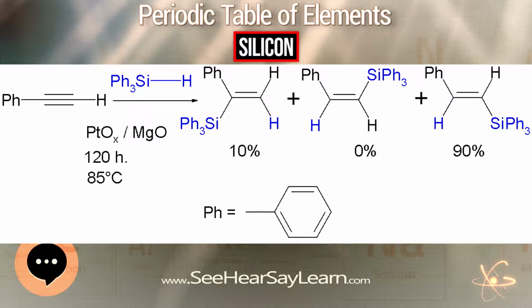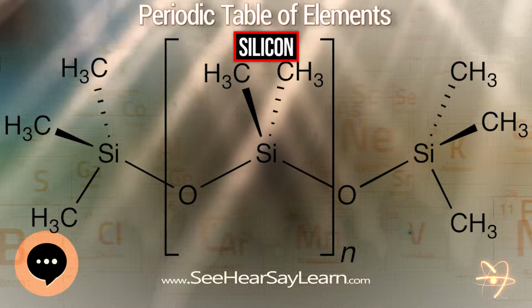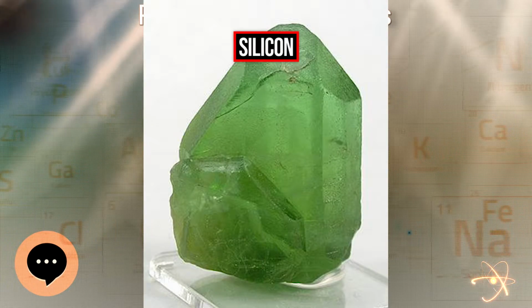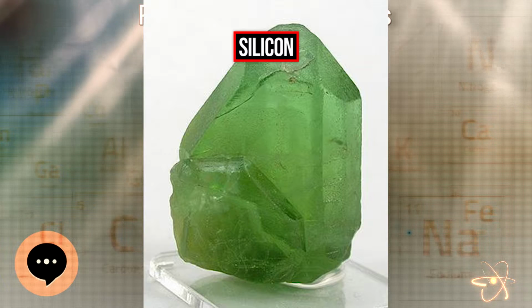In 1787, Antoine Lavoisier suspected that silica might be an oxide of a fundamental chemical element, but the chemical affinity of silicon for oxygen is high enough that he had no means to reduce the oxide and isolate the element.